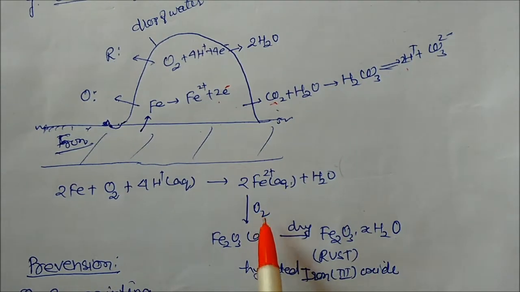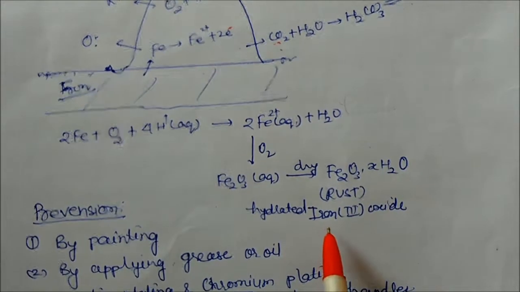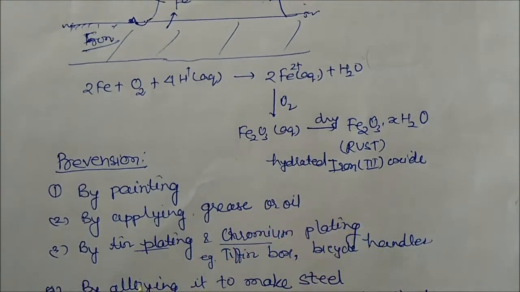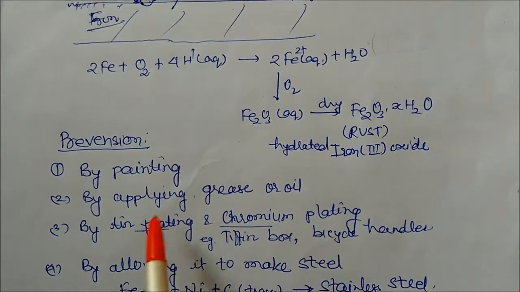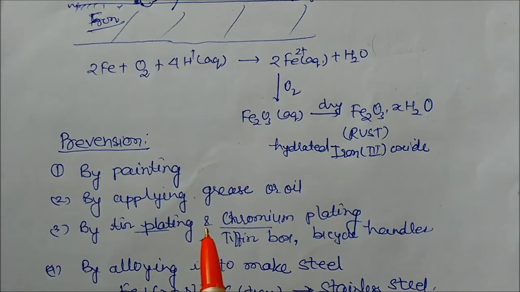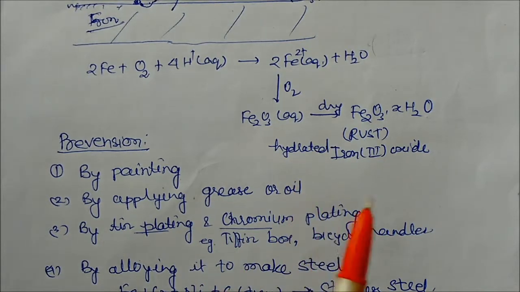This will further react with oxygen and finally form Fe2O3 in aqueous form. When you dry it, this will convert into Fe2O3·xH2O, which is actually called rust. This is hydrated iron(III) oxide. This is very important. It is very important for us to prevent corrosion of iron metal, because iron is the most abundant metal on our earth's surface and it is available in a cheap form. So it is important to protect these metals.